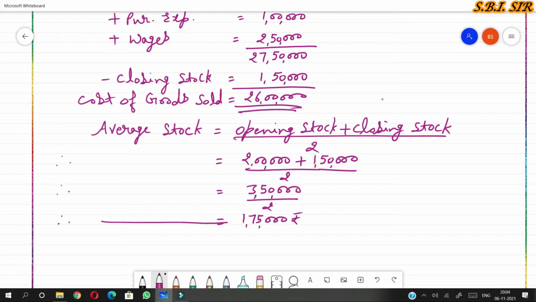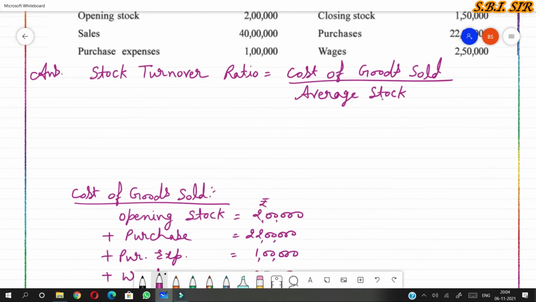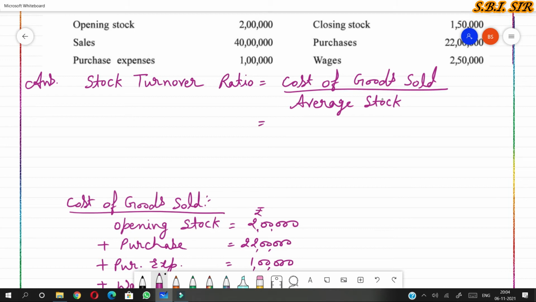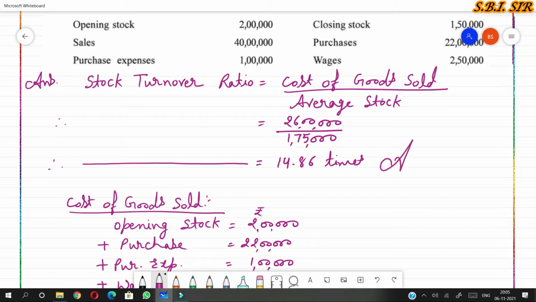Then the values will be put in the formula. Cost of goods sold 26 lakh, average stock 1,75,000. 26 lakh divided by 1,75,000, we will get 14.86 times. This is the final answer for stock turnover ratio.